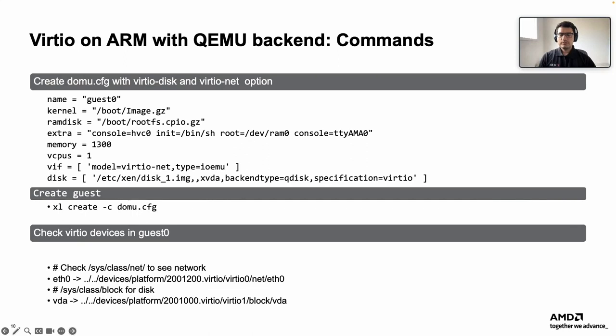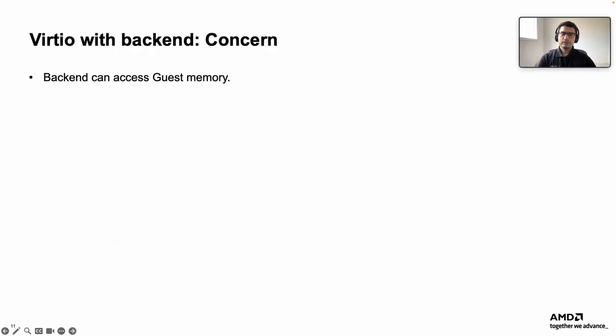Next, let's see the issues with VirtIO with the backend. One of the main concerns with VirtIO with a backend is that the backend can access the guest memory, which is not good from a security point of view. Because the backend has the privilege over the guest to perform the foreign mapping, it can still access the guest memory.